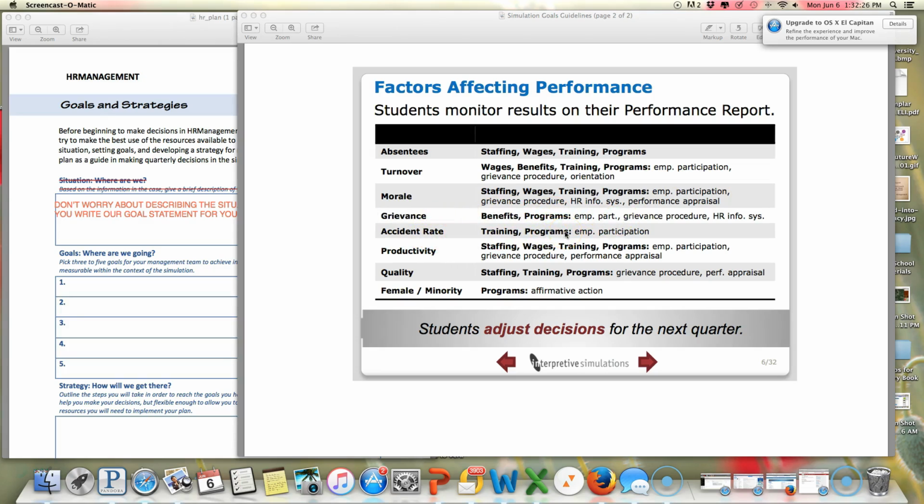Accident rate also has a set of programs that are going to have an impact, and particularly safety training is going to be big here for accidents.